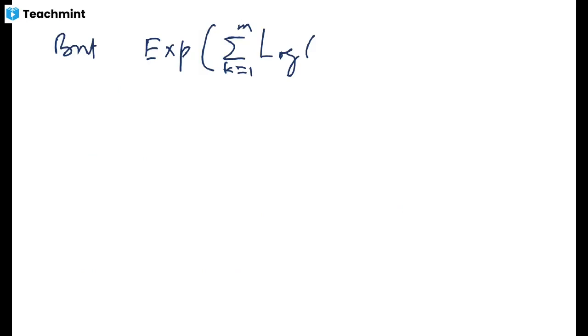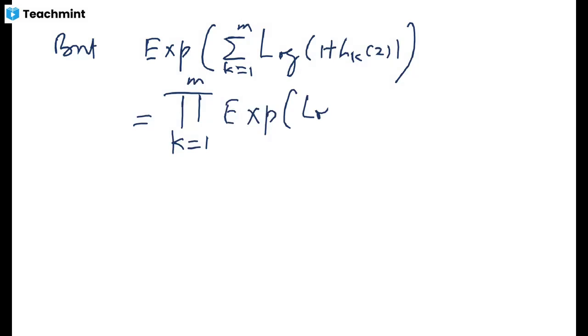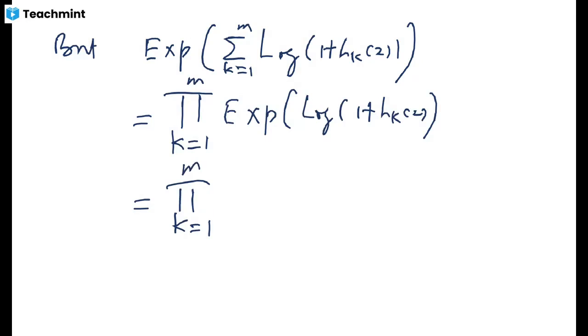What is this number? Again, this is a finite number, and we are going to use the exponential and log property and the property of exponential in sum being converted into the product. So this will convert into a product. It will be k from 1 to m, exponential of log of 1 plus hkz, and this thing is, exponential and log are inverse of each other, so you are getting only hkz.